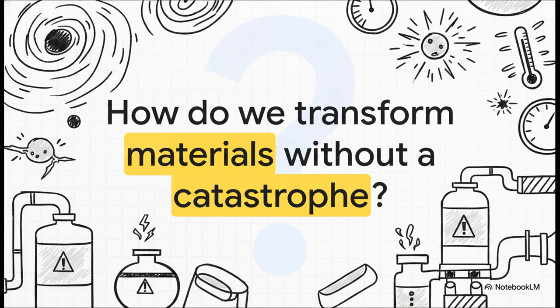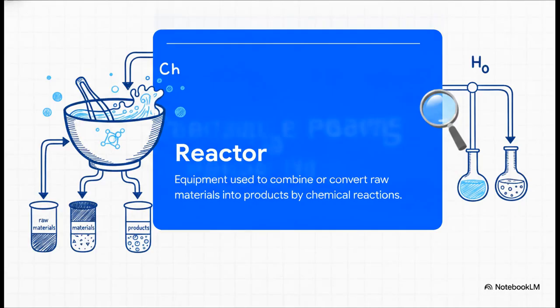How do we actually transform raw materials into precise, everyday products without causing a total catastrophe? We're talking about extreme temperatures, high pressures, and incredibly volatile substances. How on earth do we harness that kind of power safely? Well, to answer that, we have to look at the very heart of the plant. The answer lies in our first stop, the reactor.